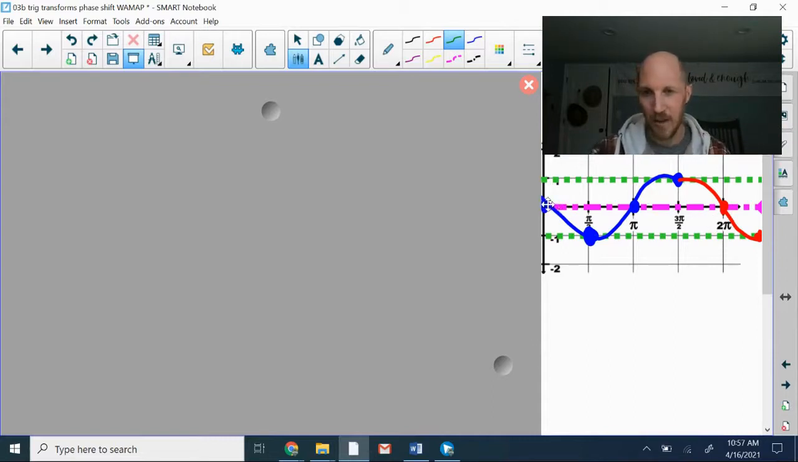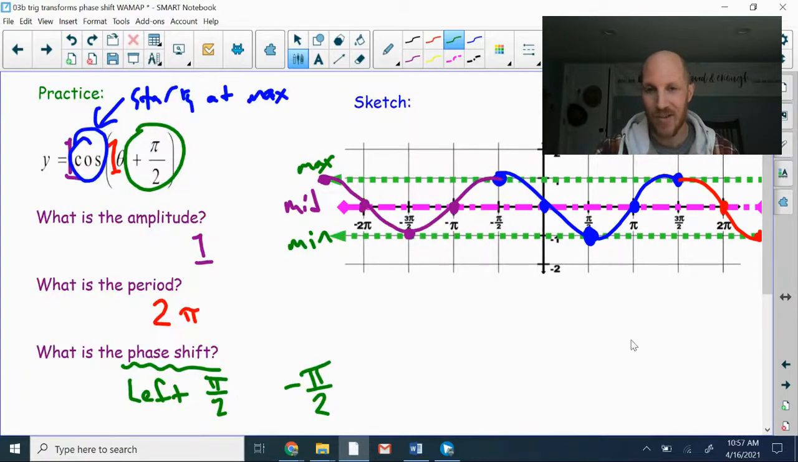We're starting at the midline, down to the minimum, up to the midline, past the midline to the maximum, and one full period is going to end at 2 pi. I need to be at the exact same place I just started. So if I started at the midline going down, I need to end 2 pi at the midline going down. And that's what I've got. It's the exact same graph, totally different way of thinking about that phase shift.